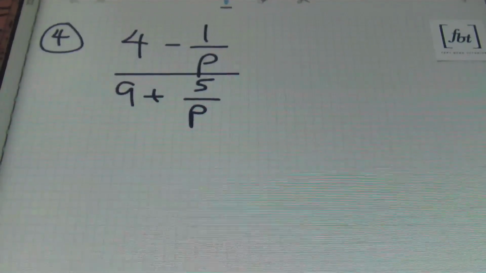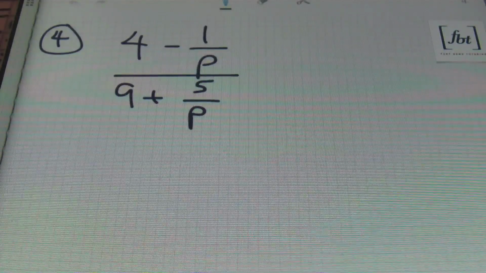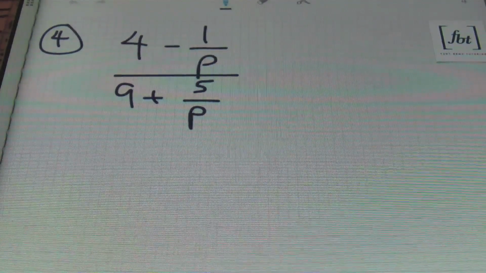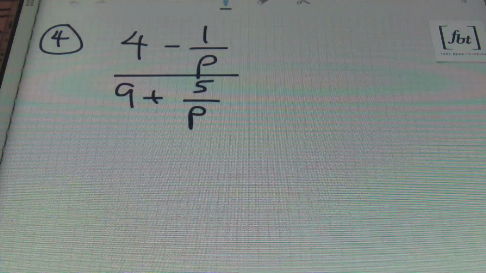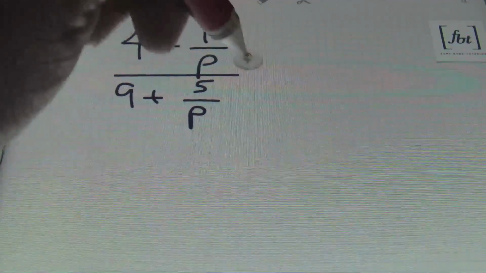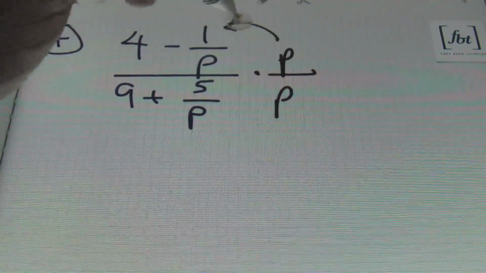Let's continue on. Problem number 4, we have the following problem. We have 4 minus 1 over p divided by 9 plus 5 over p. So I have multiple terms within this complex fraction. I need to multiply by the common denominator of all the terms. And in this case, it's just going to be the variable p. So multiplying the numerator and the denominator by p, I'll be distributing here.